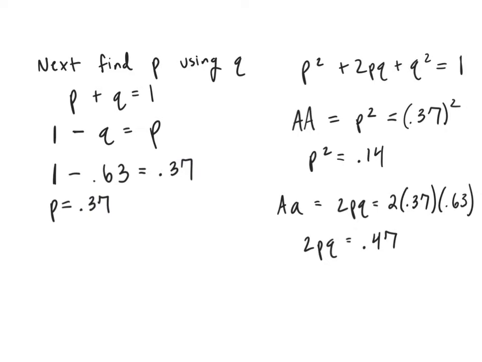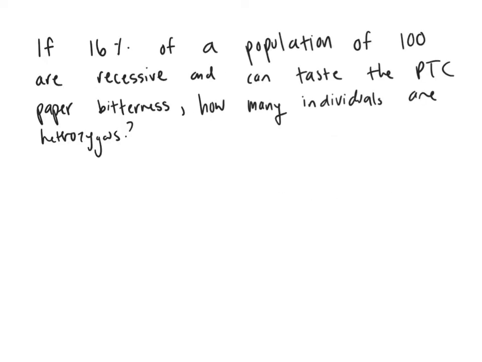You always find Q squared by looking at the population. It's always equal to the number of recessive individuals divided by the total. And then from there you can find Q, P, and then it's just plug and chug. So I think we should do one more example just to see this in action before you try some problems on your own. So if you get a problem where it tells you 16% of a population of 100 are recessive and can taste the PTC, paper bitterness, how many individuals are heterozygous?